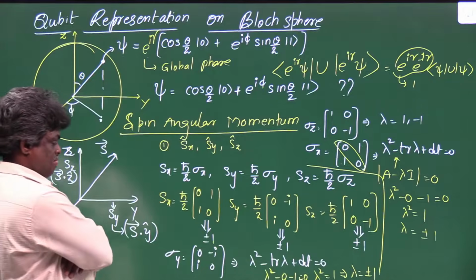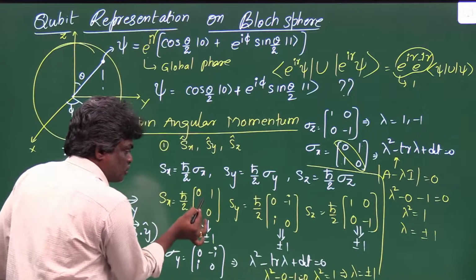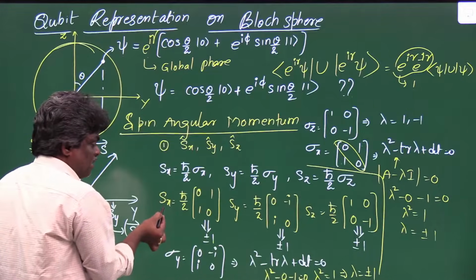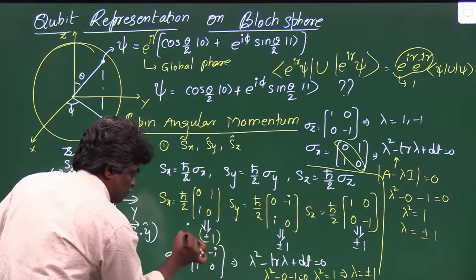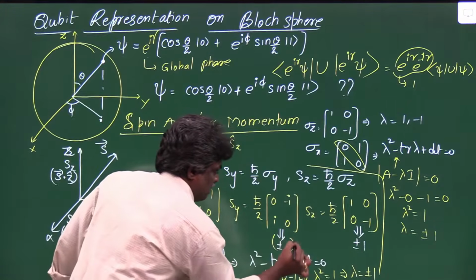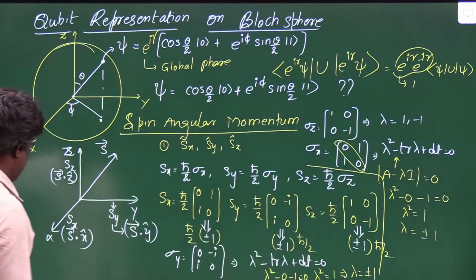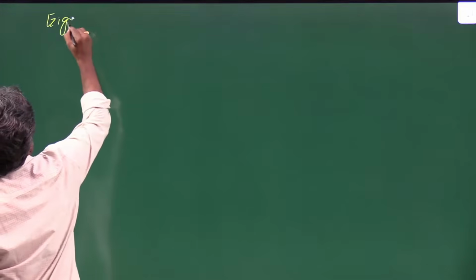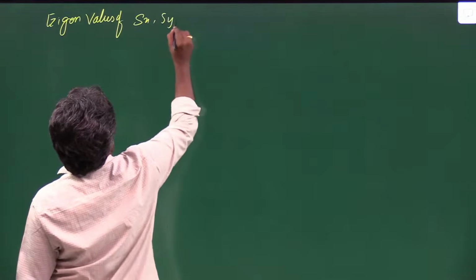Yes sir, right sir. Okay, so we got the eigenvalues of sigma x, sigma y, sigma z, but we want the eigenvalues of Sx. That's why simply multiply with the constant, h cross by 2. So finally we have the eigenvalues of Sx, Sy, Sz.